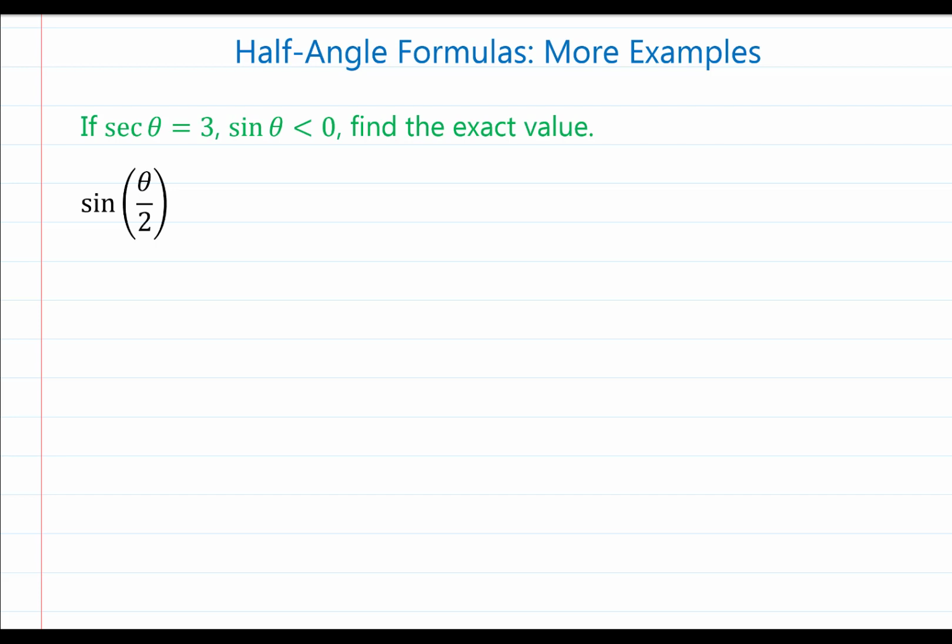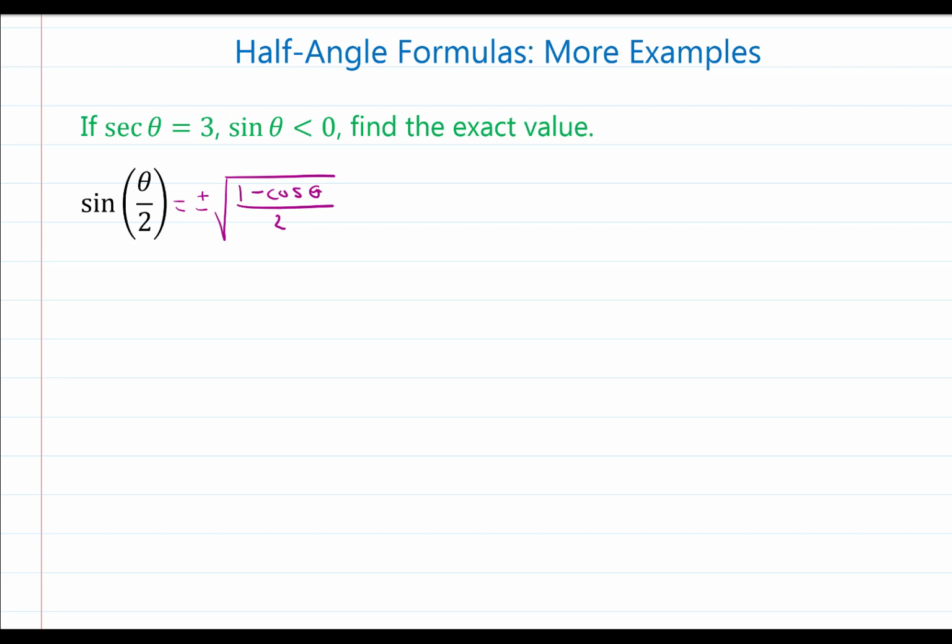The first thing we'll do is write the formula for sine of theta over 2. Sine of theta over 2 is equal to plus or minus the square root of 1 minus the cosine of angle theta all over 2. To successfully evaluate this expression and simplify, we need to do two things. Number one, we need to find cosine of theta, and number two, we need to determine whether this expression should be positive or negative, because it shouldn't be both. So let's start with cosine of theta.